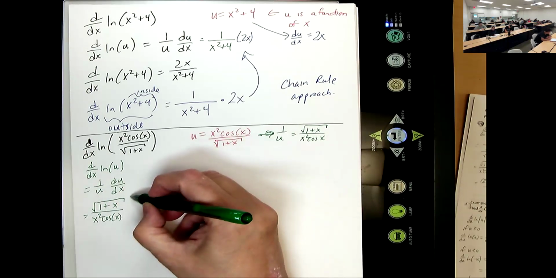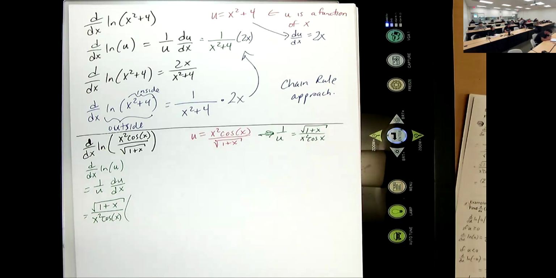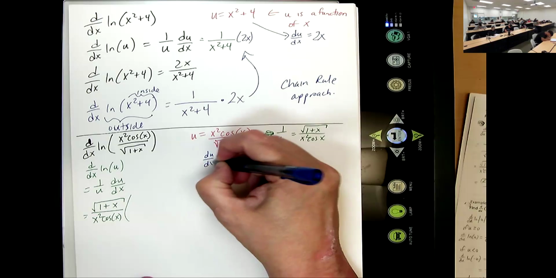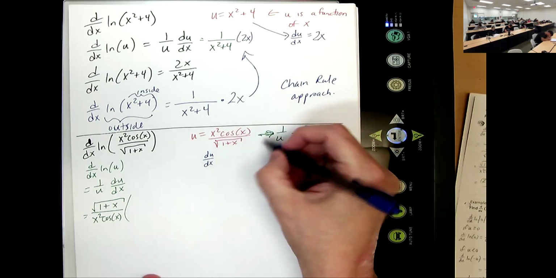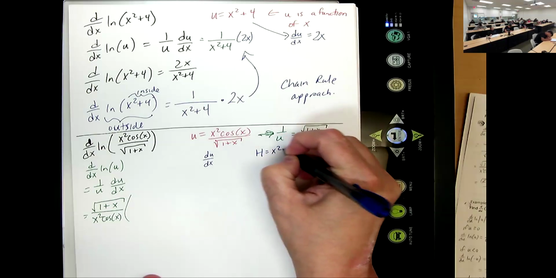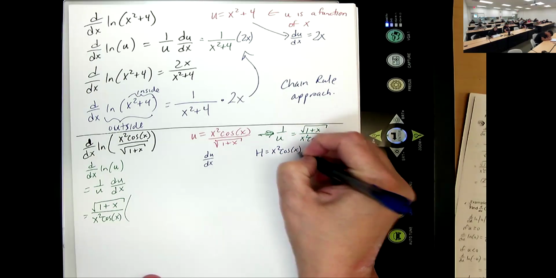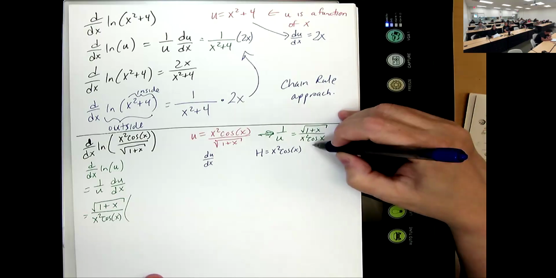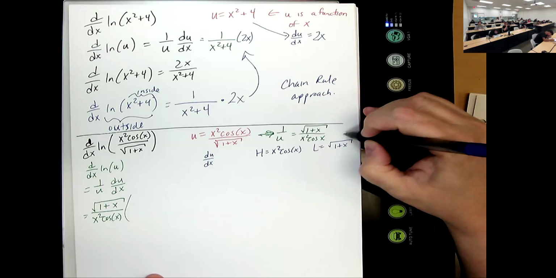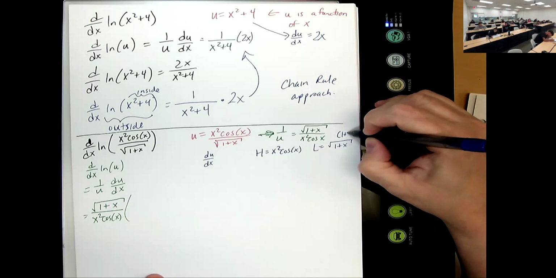I still need the du/dx. So we want du/dx. This is a quotient rule. So high is x squared cosine x. And low is square root of 1 plus x. Or it might be easier to look at it as 1 plus x to the 1/2.